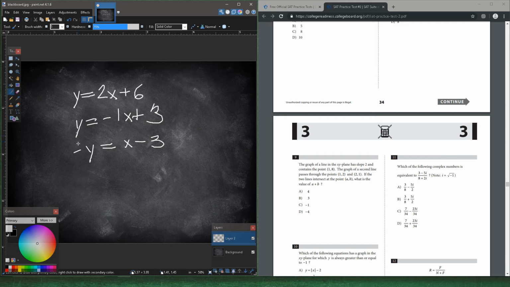Add this equation to this equation, the y turns to 0 because negative y plus y is 0. And then x plus 2x is 3x, and 6 plus negative 3 is 3. So x has to equal negative 1. Now you put negative 1 into one of these equations and you get y equal to 4. So what is the value of a plus b? a is equal to negative 1 and b is 4. So a plus b is equal to 3. So the answer is B.